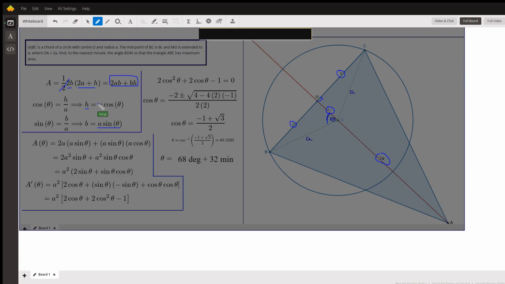So I'm going to plug these values for b and h into this formula right here, and that will be A of theta. 2a, there's the b, plus b times h simplifies to this, where of course a is a constant. So to maximize that function, we'll take the derivative and set it equal to 0, where I factored out this a squared here.